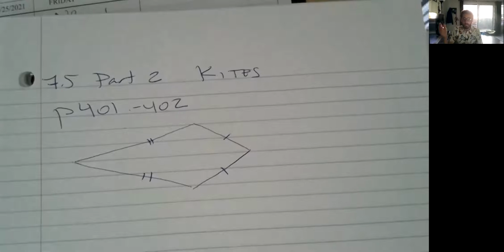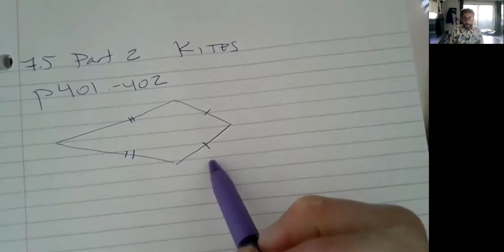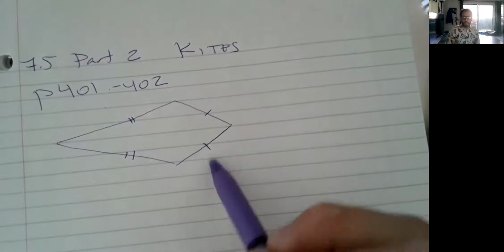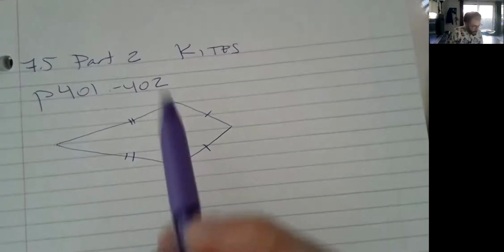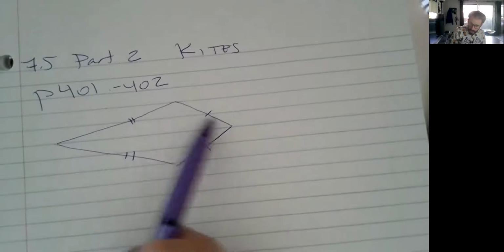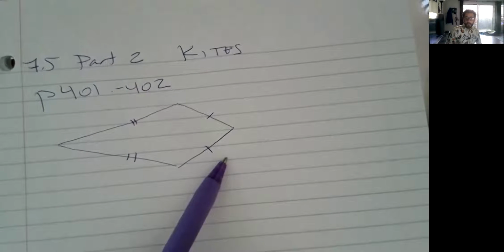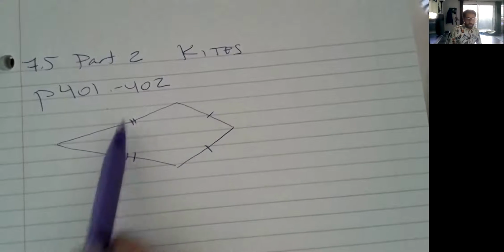So here we have a kite. Again, I'm not an artist. It's a quadrilateral. It's got two pairs of consecutive congruent sides. 1, 2, in order, right? Consecutive: next to each other, one after another. So they're next to each other, 1, 2, 1, 2. But the opposite sides are not congruent. So this is not congruent to that. This is not congruent to that. These two sides are congruent. These two sides are congruent.